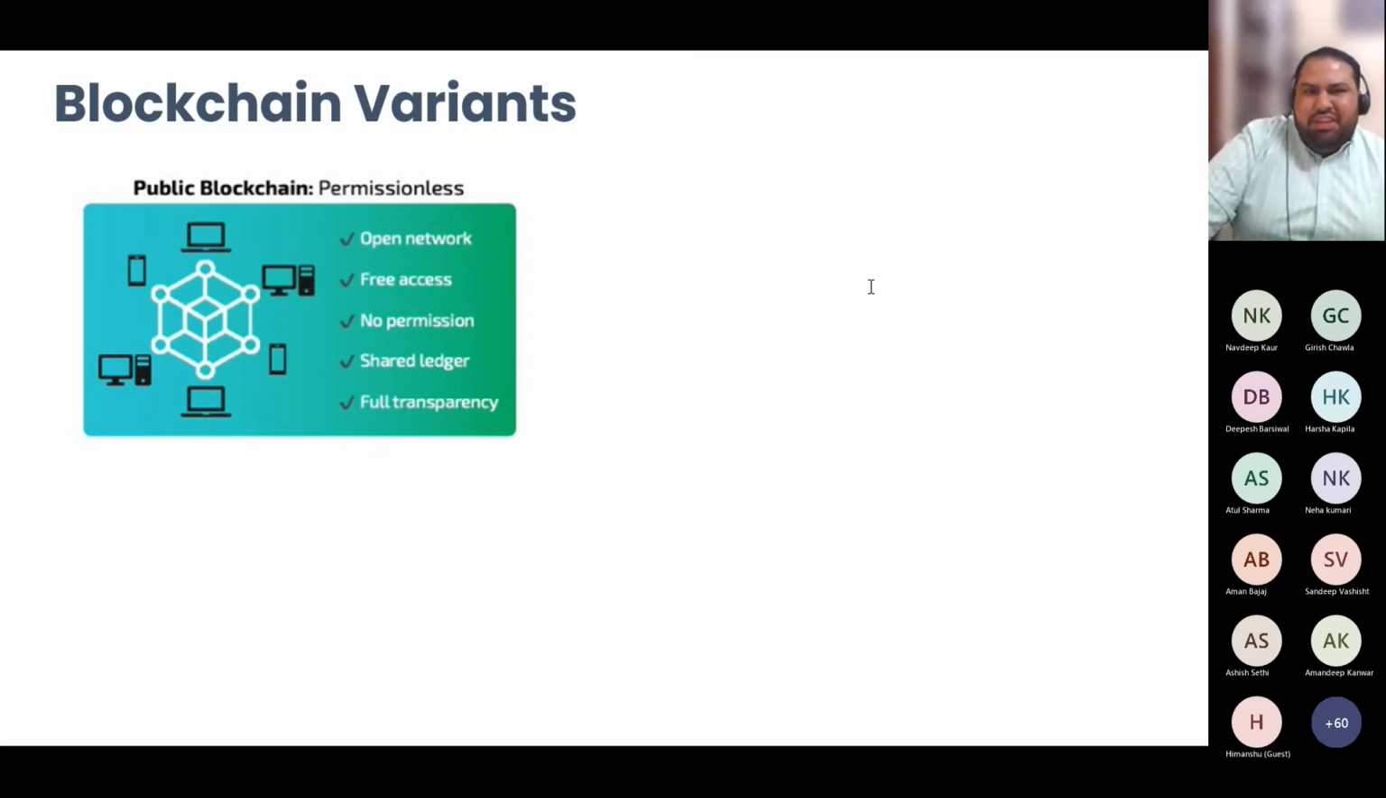So public blockchains are permissionless blockchains, and you can say that they are open to all. The network is open for all, and public blockchains allow all nodes of the blockchain to have equal rights to access the blockchain, create new blocks of data, and validate blocks of data. Full transparency is there in public blockchains.